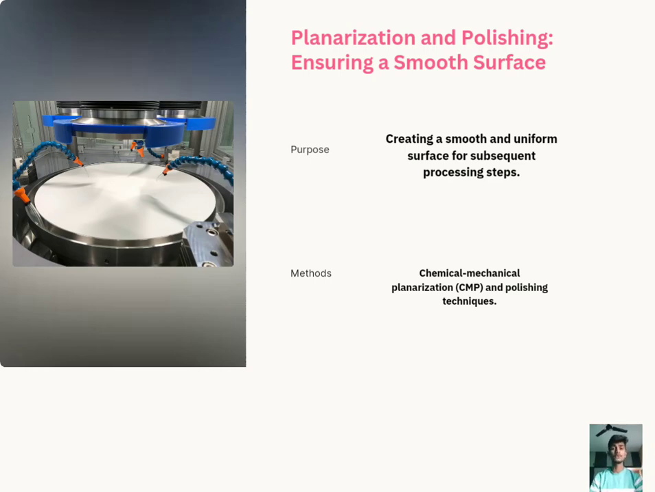In the fabrication process, we want a smooth surface. That is why we use these purposes, methods and benefits. The main purpose is creating a smooth and uniform surface for subsequent process steps. Next, methods: the methods mainly involved in the fabrication process are chemical mechanical planarization and polishing techniques. Next is benefits. The benefits of this polishing are improving uniformity, reducing defects and enhancing device performance.